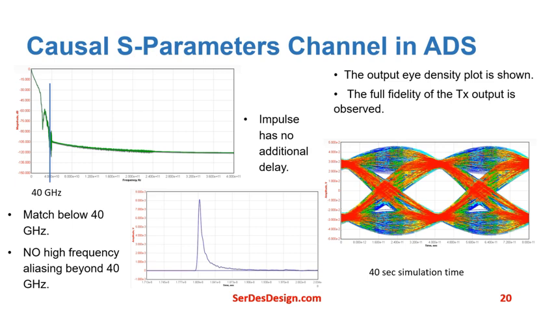The cost of using the causal S-parameters in ADS for this example is the longer simulation time from 13 seconds to 40 seconds. With the causal S-parameters providing no high frequency aliasing, providing accurate characteristics that track the original S-parameters out to the original S-parameters' original frequency, and provides an impulse response that has no high frequency aliasing and no additional distortion or time delay.